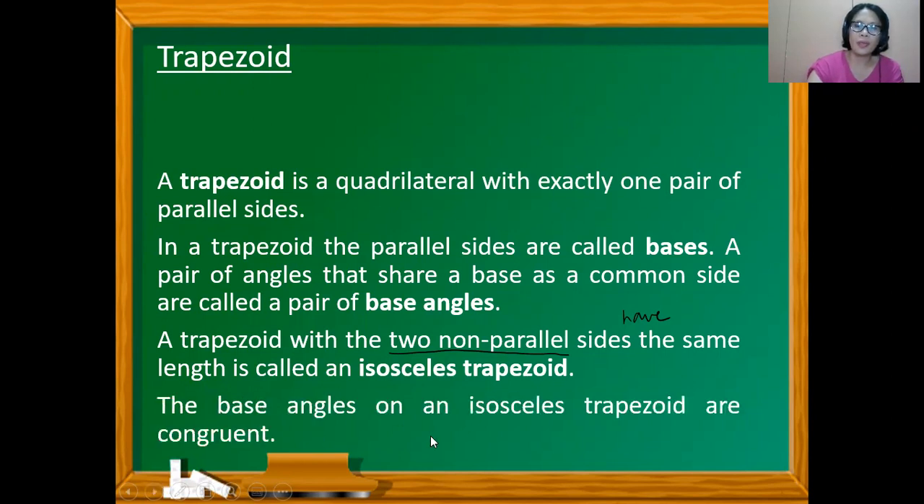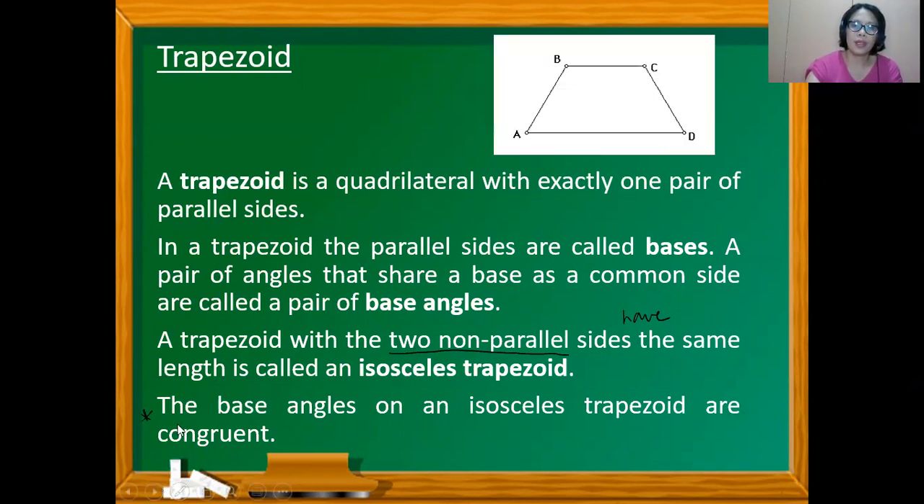The base angles of an isosceles trapezoid are congruent, and this is what we're going to prove. So this is an example of a trapezoid here. If AB equals CD, then we can say that this trapezoid is isosceles based on the definition. A trapezoid with the two non-parallel sides, which here are AB and CD, having the same length, we call an isosceles trapezoid.